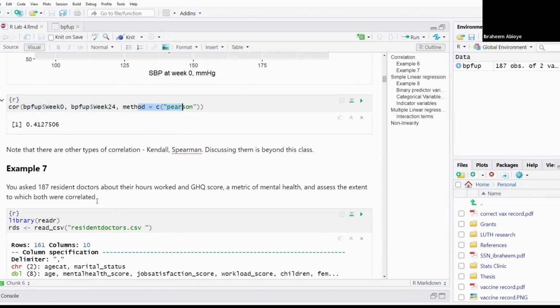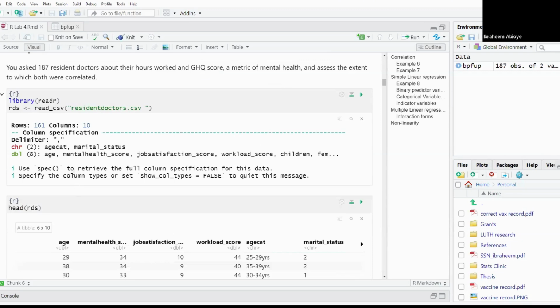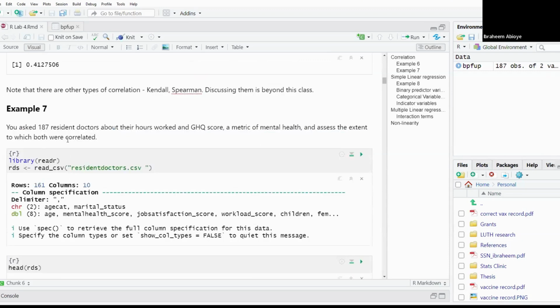All right, so example 7 is where you ask 187 resident doctors about the hours worked and the GHQ score. We know that the GHQ score is a metric of mental health, and then you assess the extent to which both were correlated. So I want somebody else to share their screen and walk us through this example. Correlation is fairly straightforward, it's simple, and we already have the code. Anyone want to volunteer?